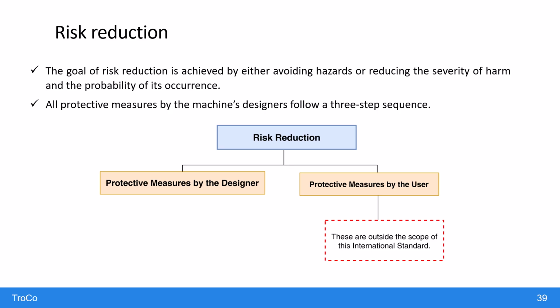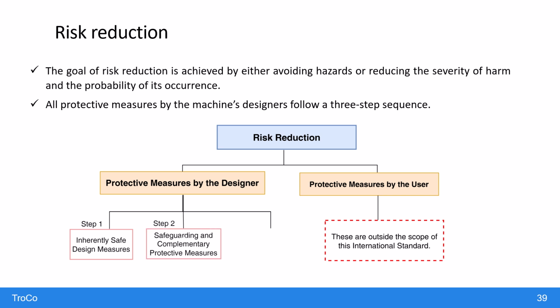The goal of risk reduction is to either eliminate hazards or reduce both the severity and likelihood of harm. This is achieved through the application of protective measures in a specific sequence, known as the three-step method. First, inherently safe design measures. This step involves designing the machinery in a way that inherently minimizes risks, emphasizing safety at the core of the design. Second, safeguarding and/or complementary protective measures.